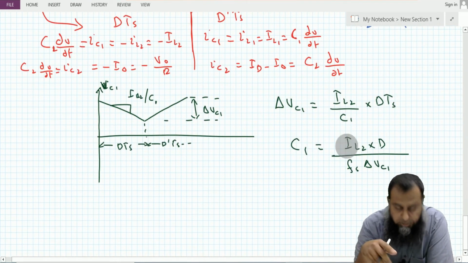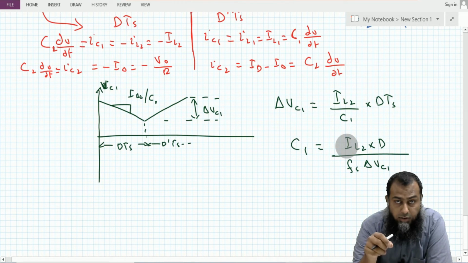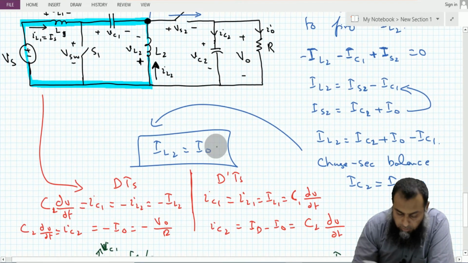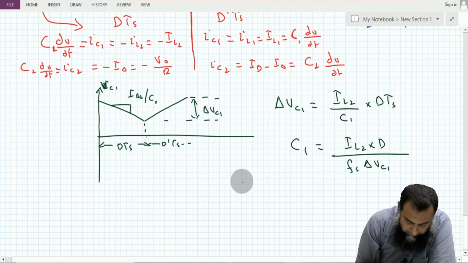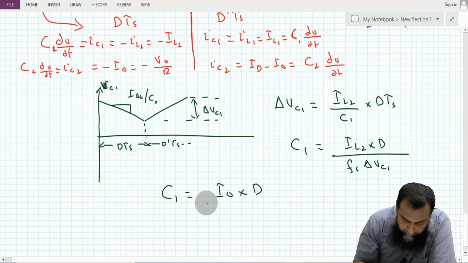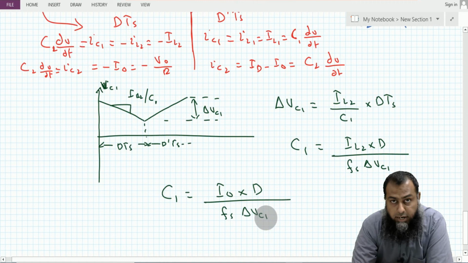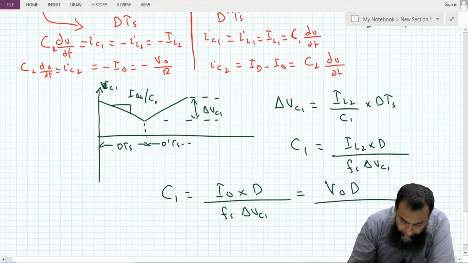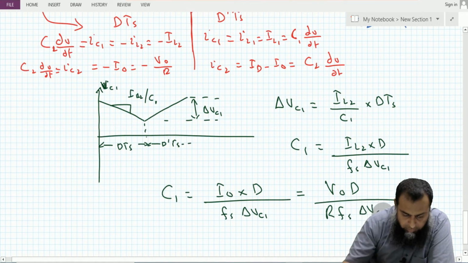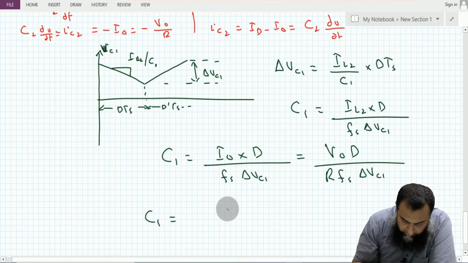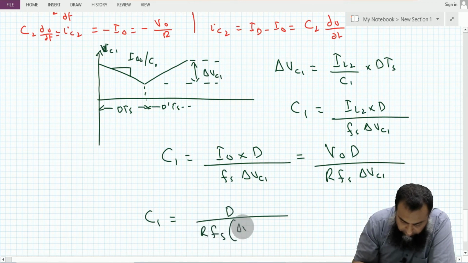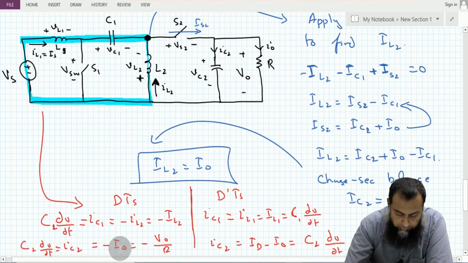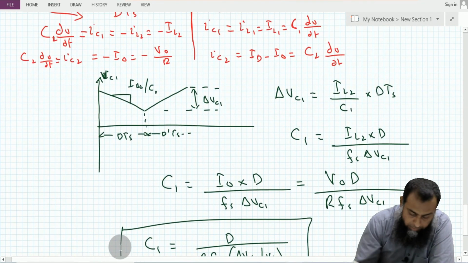Now, if you notice in this expression, this IL2 is again not a function of the input and the output, and therefore we need to express it by using this expression, which is equal to this I0. So if we use this expression, then this C1 becomes a function of the current I0, which is again a known quantity to the designer. So C1 is equal to I0 into D, and this can be substituted as I0 equal to V0 D over R into Fs into delta VC1, and this can be further written as D over R Fs into delta VC1 over V0.